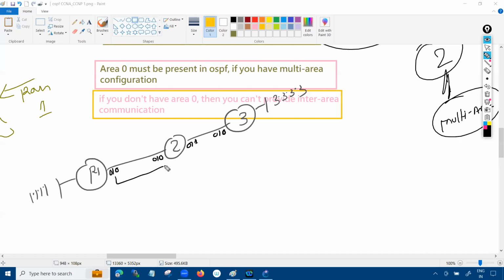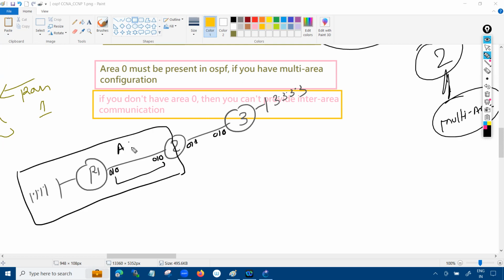So I'll make these two interfaces a part of what? This one, from here to here, is a part of area 1. And from here to here, I'll make this part of area number 2. In that case, do we have area 0 over there? I don't have area 0.